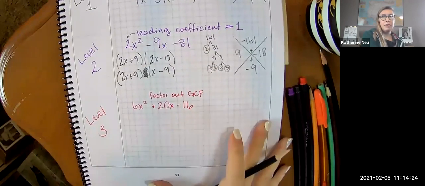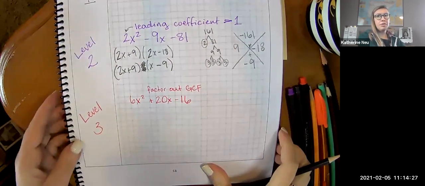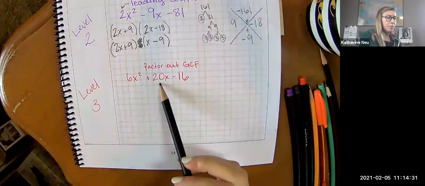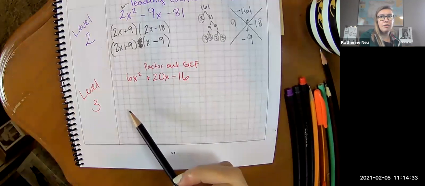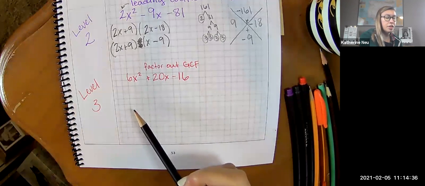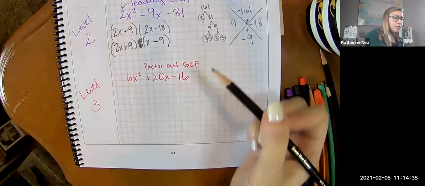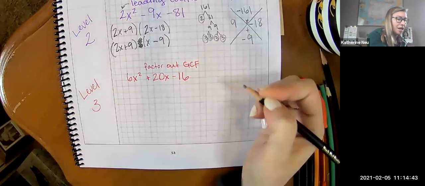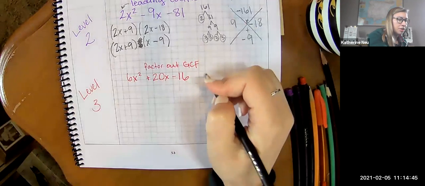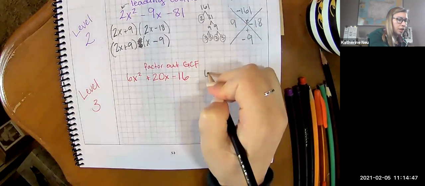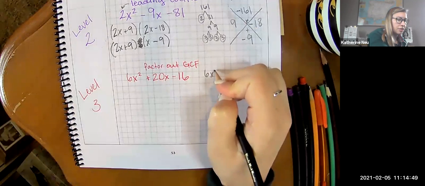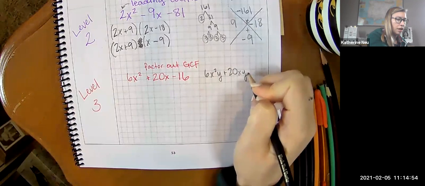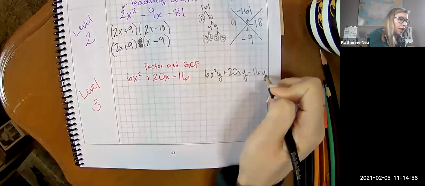So last level, final level, level 3, is where if you notice that there's a greatest common factor between each of these terms and you pull that out first, it's really going to help you out. There can be other things where they give a common factor between all of them that's not necessarily a number. So this could have been written as, you know, like 6x squared y plus 20xy minus 16y.